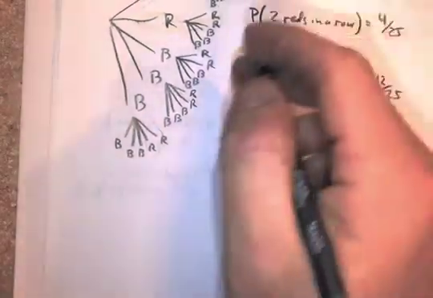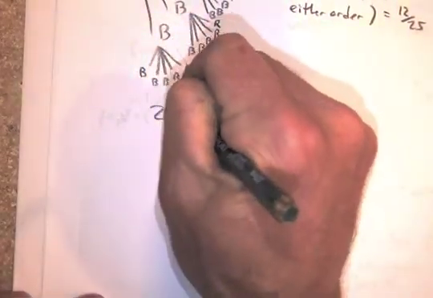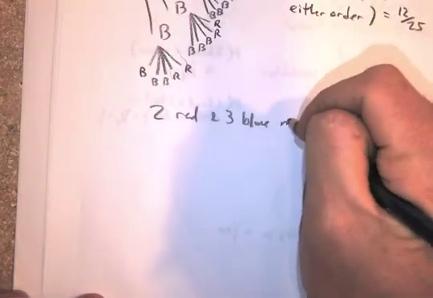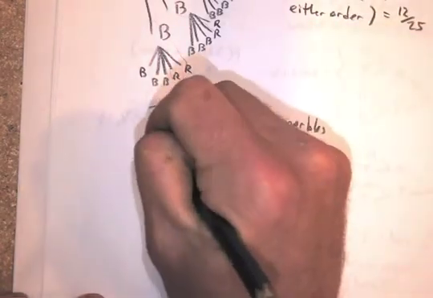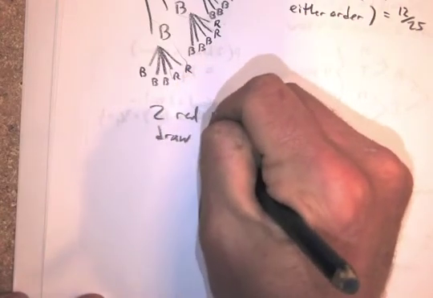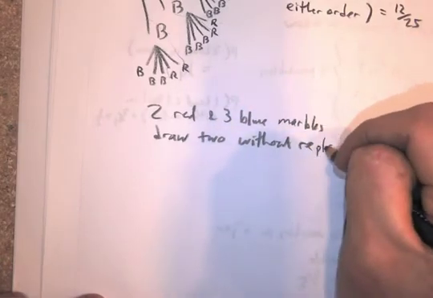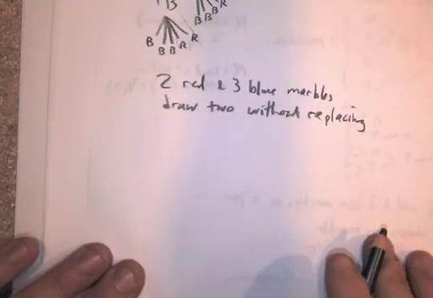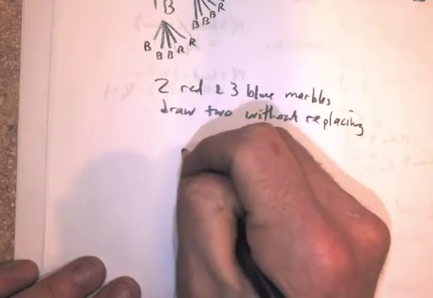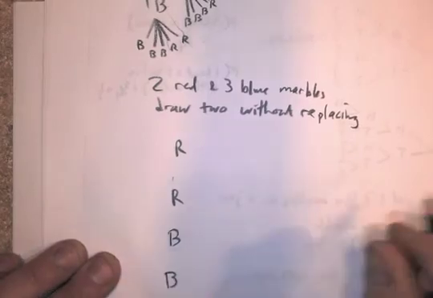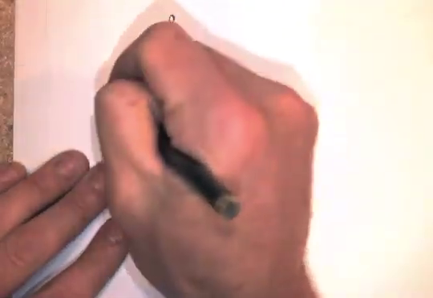And then the last thing is, what if we do replace? All right, so we'll do the same problem and say 2 reds and 3 blue marbles. I'm sorry, we don't replace. Marbles, it'll say draw 2 without replacing. And I'll make the tree up here just so you can see what that would look like without replacing. All right, so we're basically got 2 reds. Make it big, 3 blues. Okay, that's our starting choice.